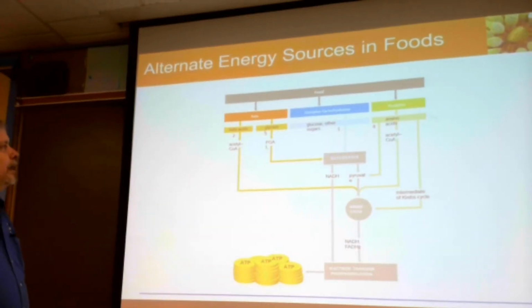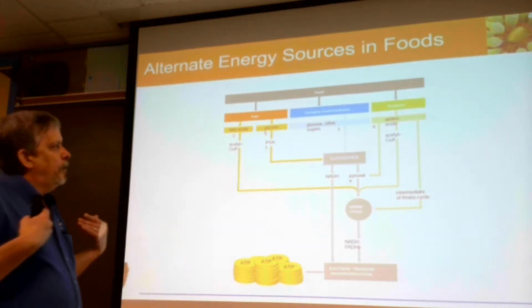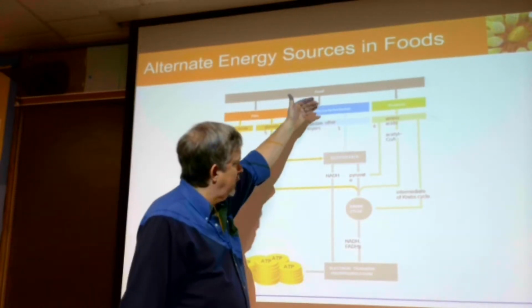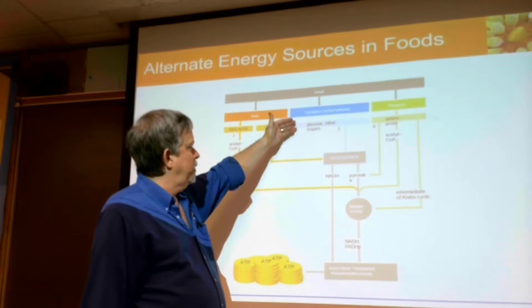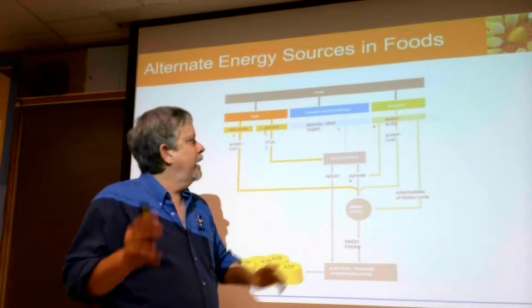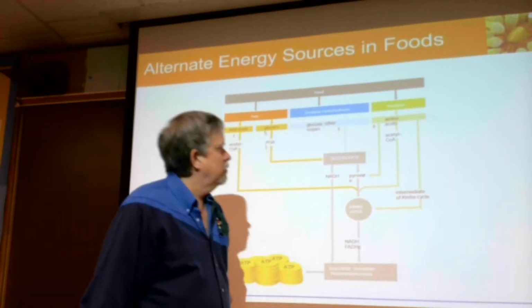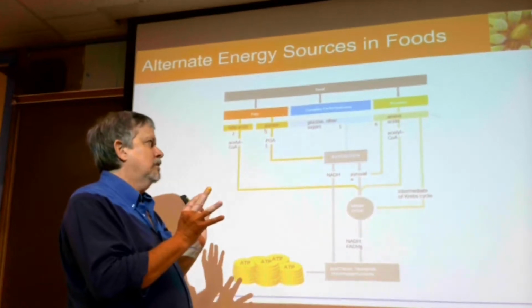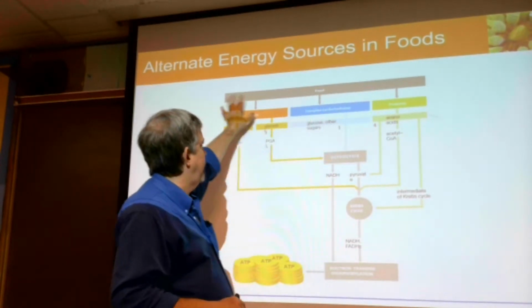Here's just a breakdown of that. So here's our food, what we're eating. Part of it should be simple sugars. That goes directly through. Part of it should be complex carbohydrates. We break that down into simple sugars, and it goes through. If we get too much simple sugar, what's going to happen? It's going to store it as fats.